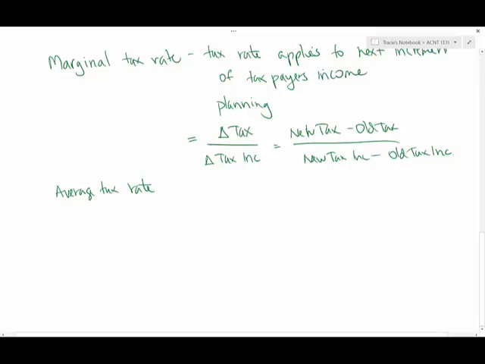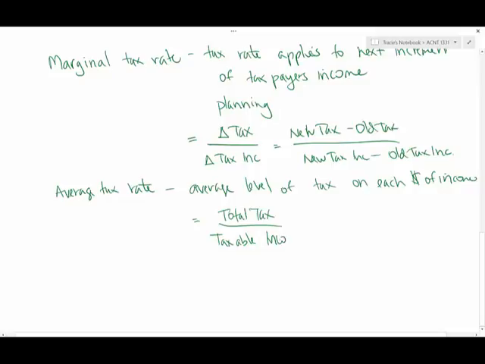The average tax rate is just exactly like what it says. It's the average level of tax that the taxpayer pays on each dollar of income. And so the average tax is calculated by taking the total tax that the taxpayer pays divided by taxable income. And this is really great.